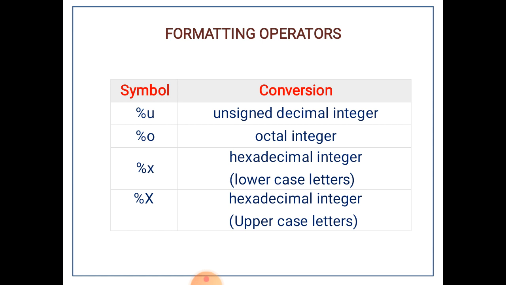Next, see here that we have %u for unsigned decimal integer. %o for octal integer. %x, small x, for hexadecimal integers in lowercase. %X, capital X, to represent hexadecimal integers in capital letters.